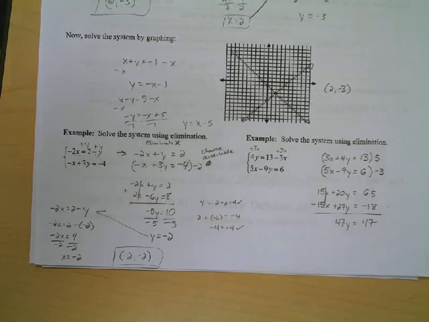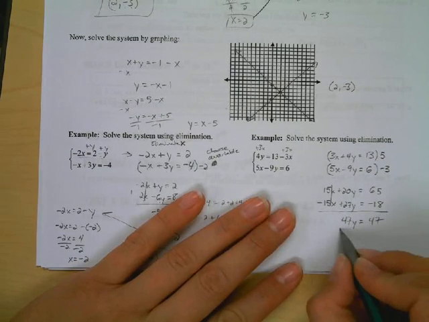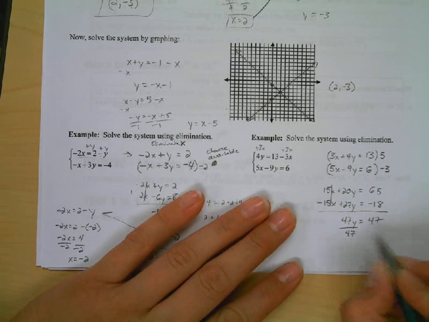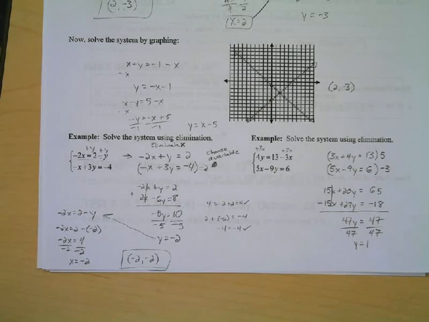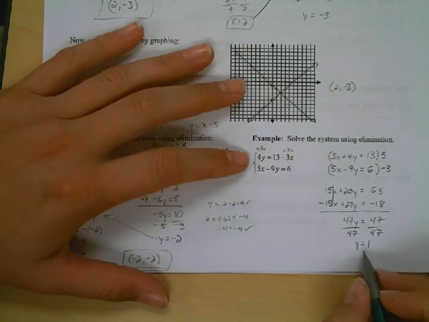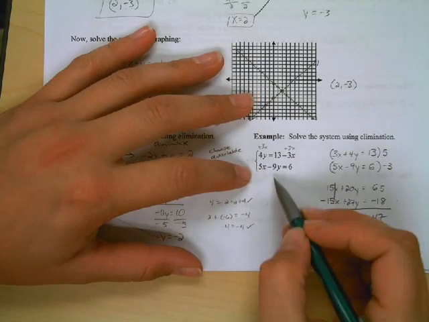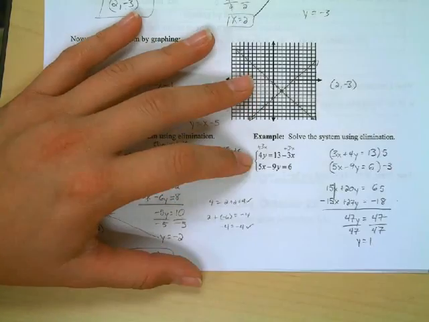Amazing that those horrible numbers worked out that way. It's like we planned it or something. Divide by 47. Y is equal to 1. Still not my answer. Still have to go through the rest of the process. So take that, plug it into either one that you want. Doesn't matter. Okay, I'm going to plug it into the first one just because.